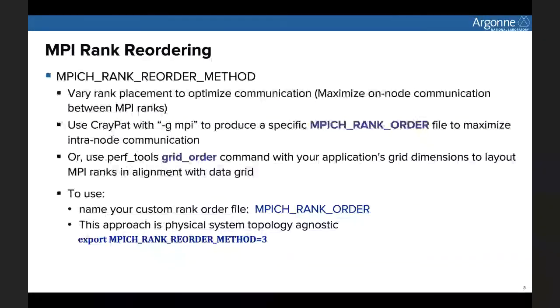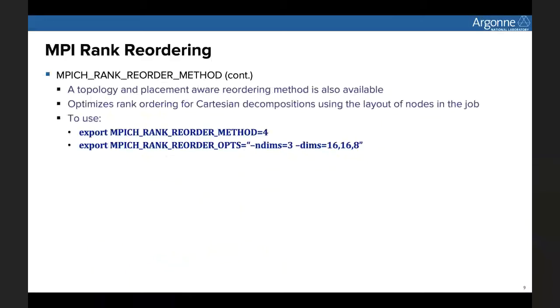So if you have a custom rank reorder file, whatever the default is given, if you could optimize that, you could use the rank reorder method equal to 3 and provide a new mapping file. Then the ranks will be reordered based on your suggested mapping. Or if you want the system itself to suggest a rank reordering method based on some heuristics, you could use rank reorder equal to 4, and then that will suggest heuristically what is the better rank reordering method.